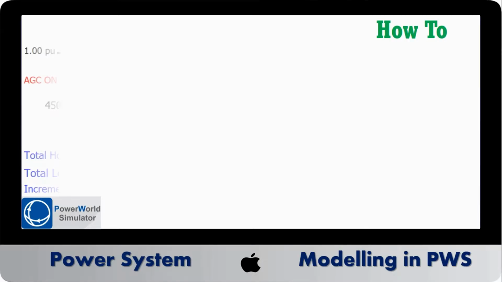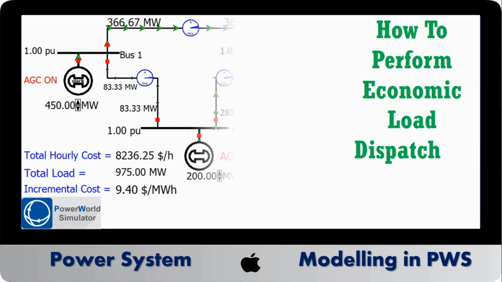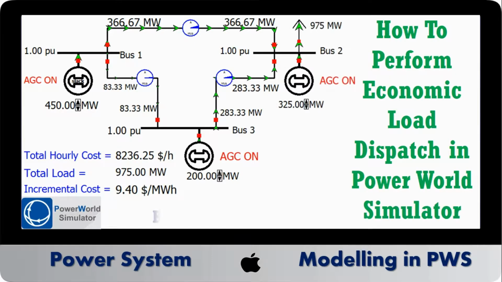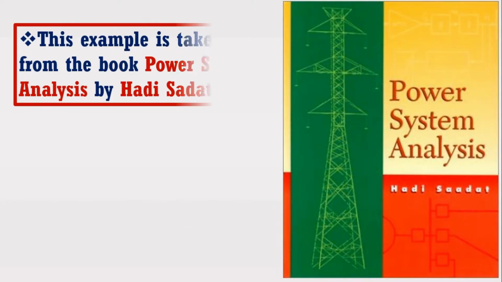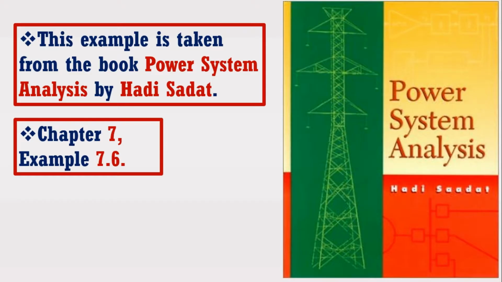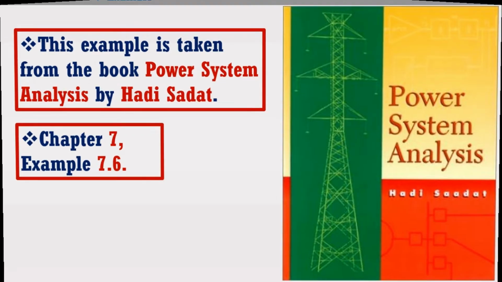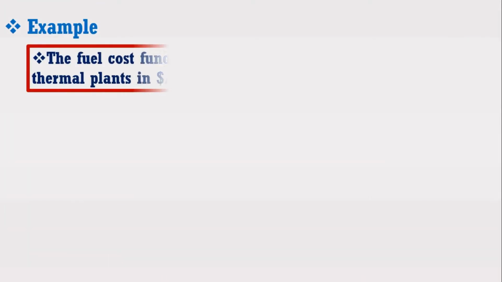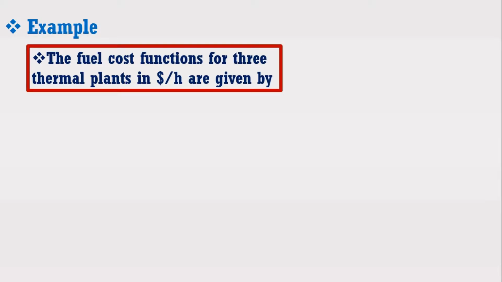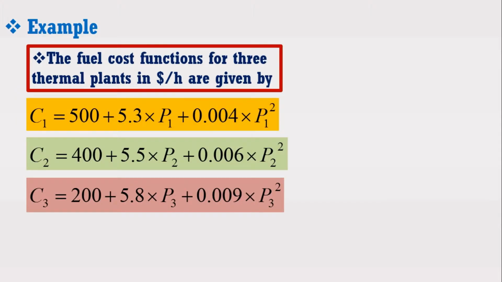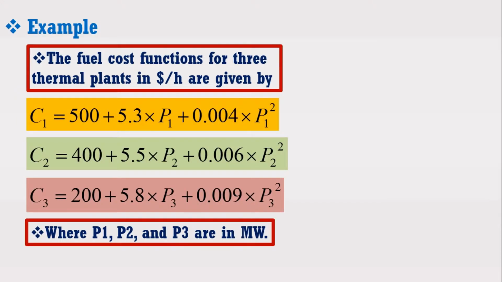Today I am going to teach you how to perform economic load dispatch in Power World Simulator software. For this purpose, I have taken an example from the book Power System Analysis by Hadi Saadat, Chapter 7, Example 7.6. According to this example, the fuel cost functions for 3 thermal power plants in dollar per hour are given as below in these equations, where P1, P2 and P3 are the power supplied by 3 power plants in megawatt.